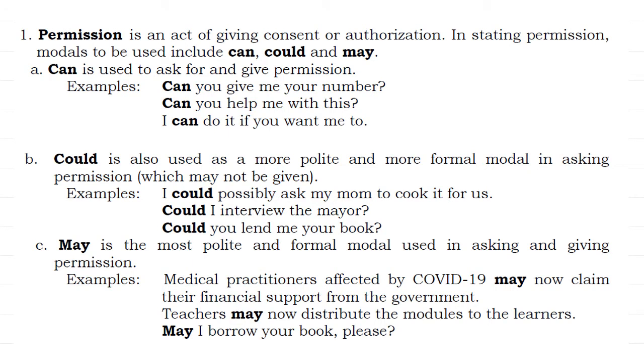Now, let us discuss the different modals used for permission. Permission is an act of giving consent or authorization. In stating permission, modals to be used include can, could, and may. Can is used to ask for and give permission. Examples: Can you give me your number? Can you help me with this? I can do it if you want me to.